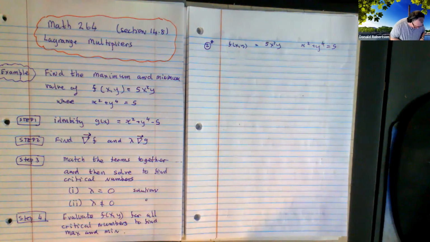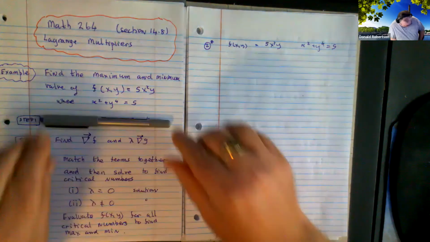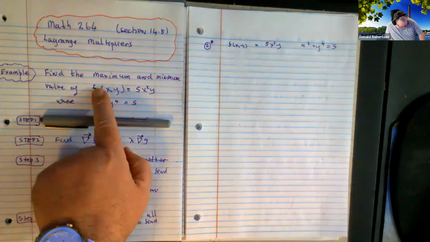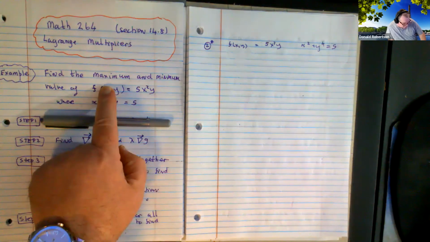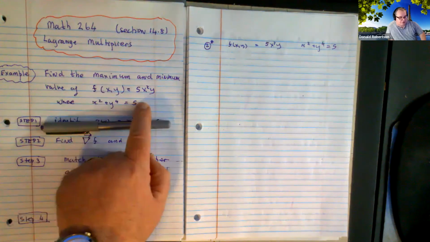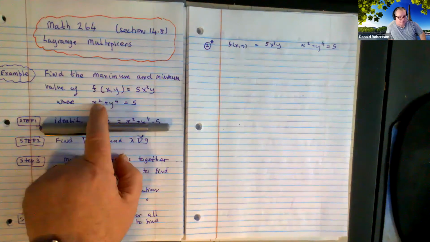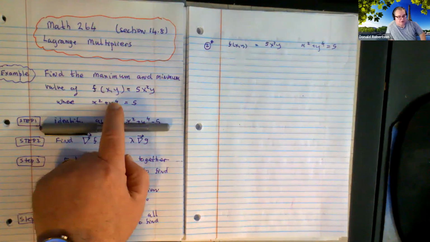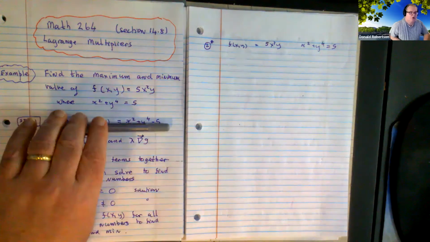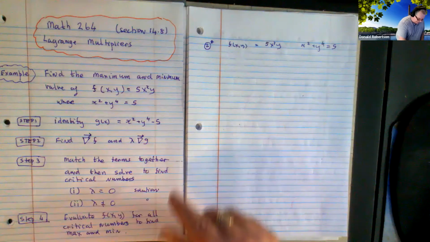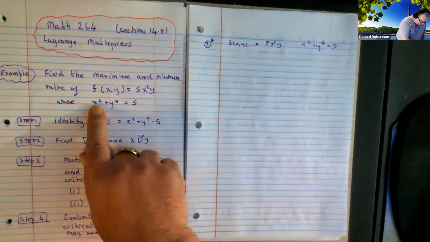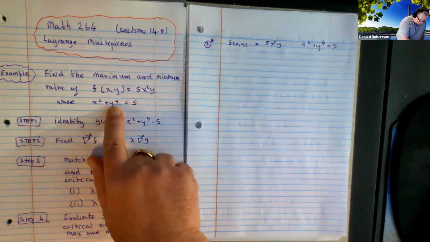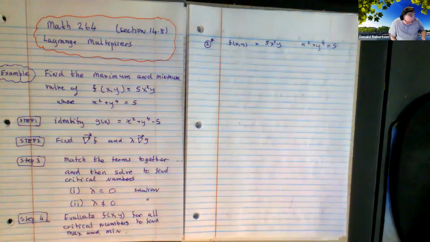Typically, when you get one of these questions, there will be two pieces of information. There will be the function, which will typically be a surface, that you're trying to find the maximum and or minimum value for. And there'll be some kind of constraint. So in this case, x squared plus y to the 4 has to equal 5. And our job is to try and find out what the biggest and smallest value for 5x squared y is under the constraint that x squared plus y to the 4 must always equal 5.